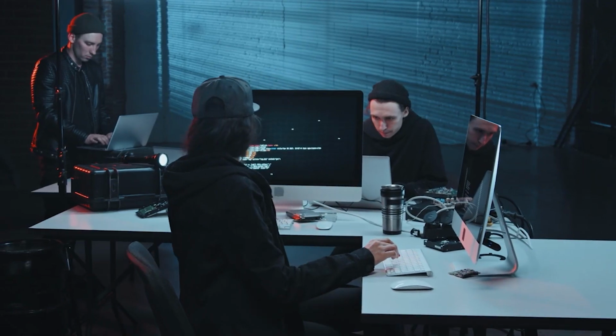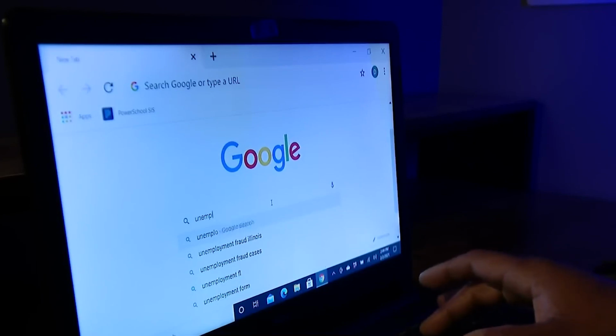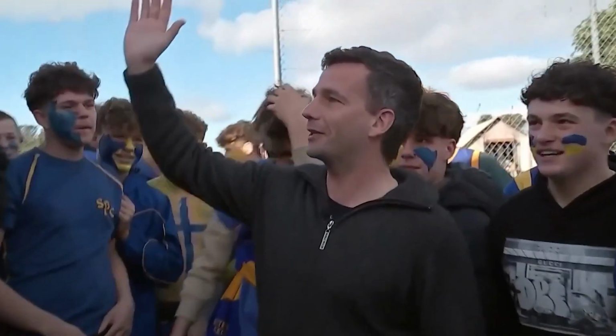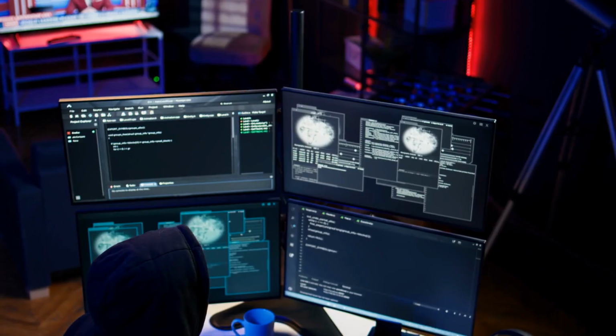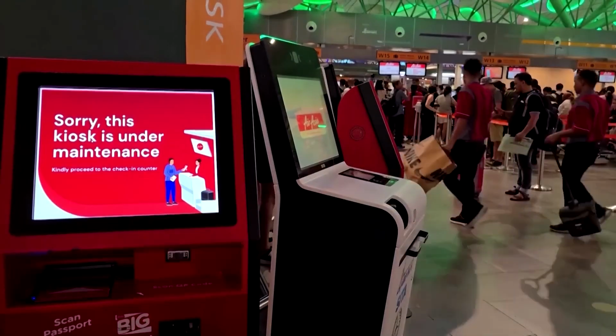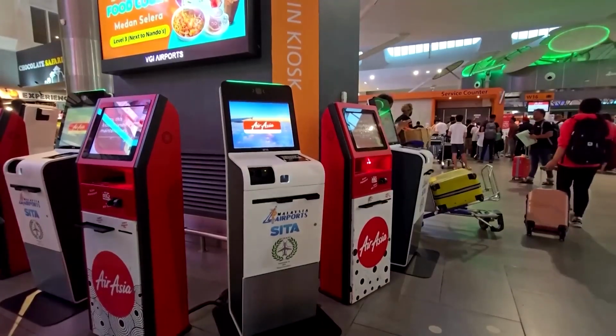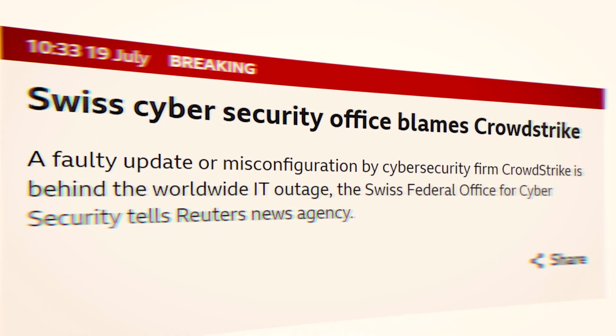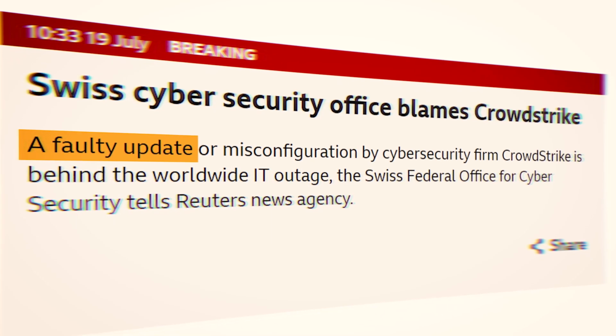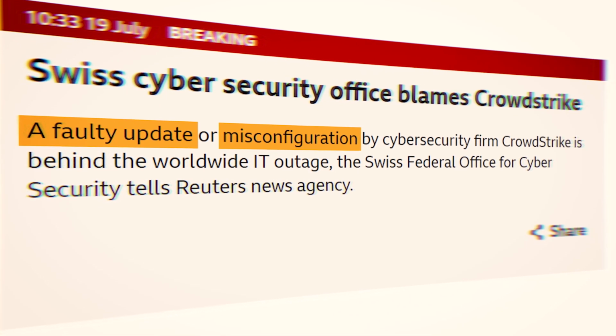Let alone academics and tech geeks, regulators around the world started to peep into the issue. New Zealand's acting PM, David Seymour, quickly had officials working to understand the impacts, emphasizing that there was no indication of malicious cyber activity. Similarly, a spokesman for Germany's Interior Ministry stated there was no evidence that the outages were caused by a cyber attack. The Swiss Federal Office for Cybersecurity blamed the outages on a faulty update or misconfiguration by CrowdStrike.